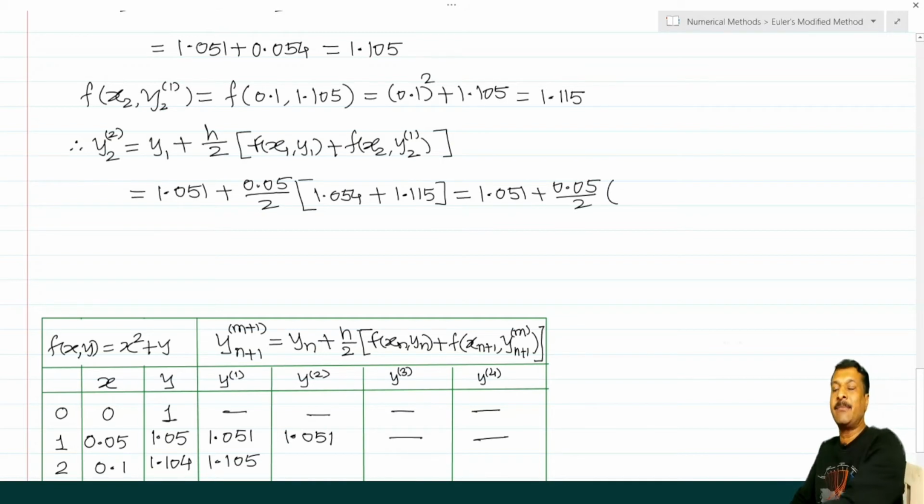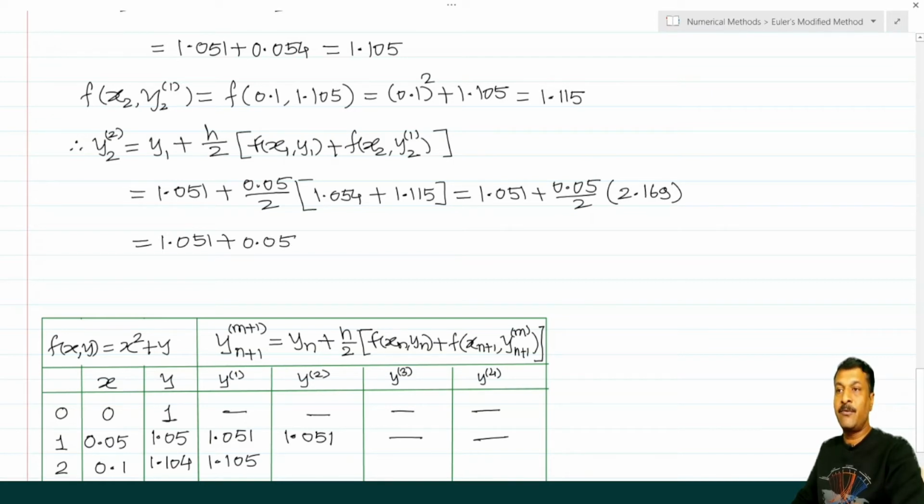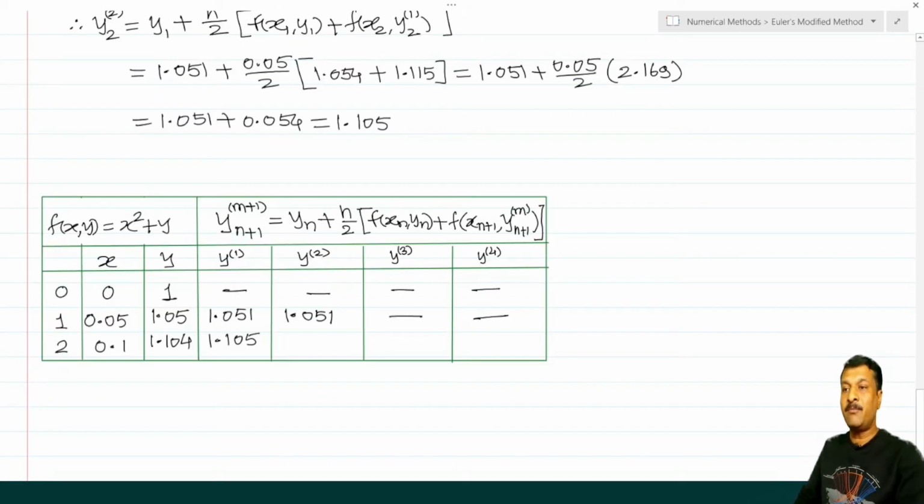In bracket I am getting 2.169. That is equal to 1.051 plus 0.054, and that is equal to 1.105. So update this: 1.105. So these both values are same.